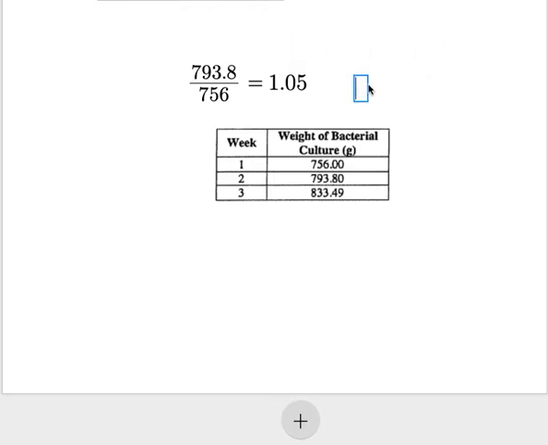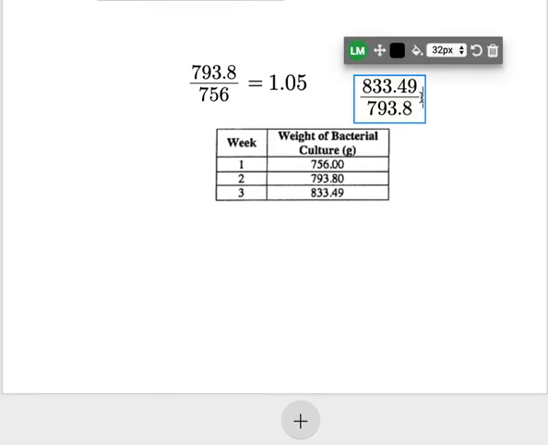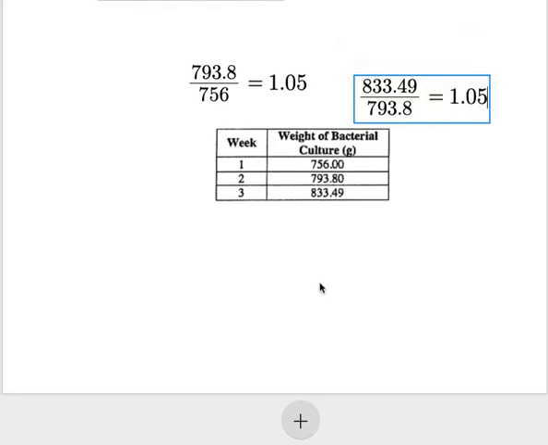So I'm going to do 833.49, and I'm going to divide that by 793. When I do that division, thankfully, it ends up being 1.05 as well. So it is increasing, not by much, because if I times by 1, it would stay the same, but I'm times by 1.05, so it is increasing a little bit each time. And I could go back and double check that.